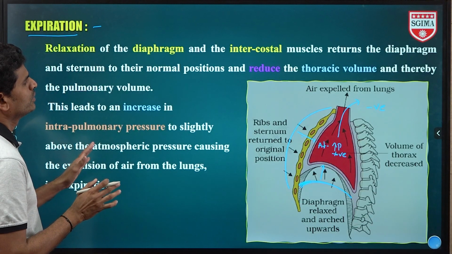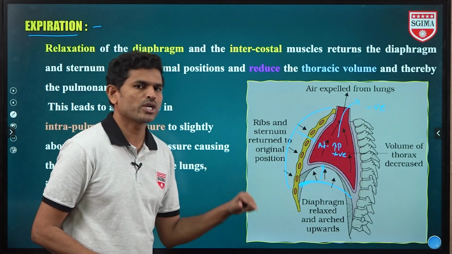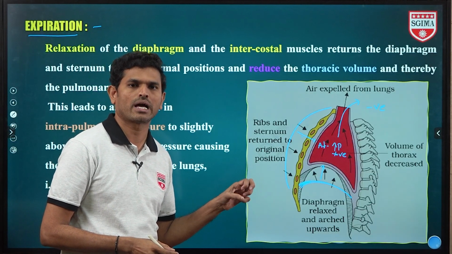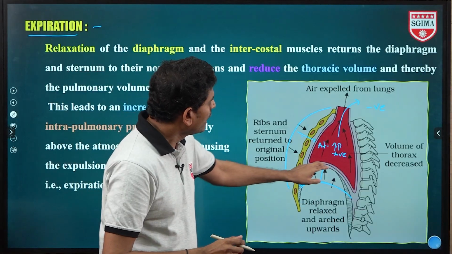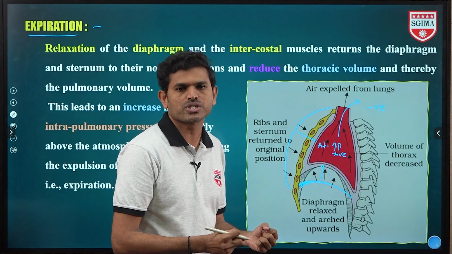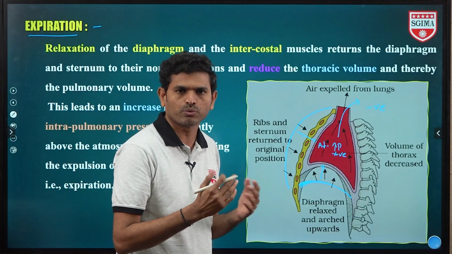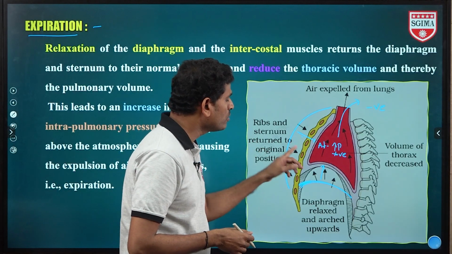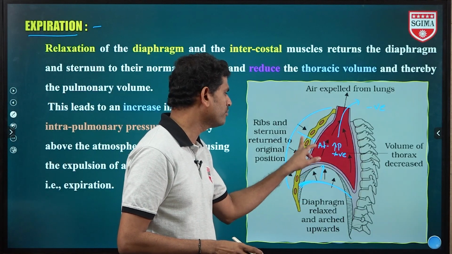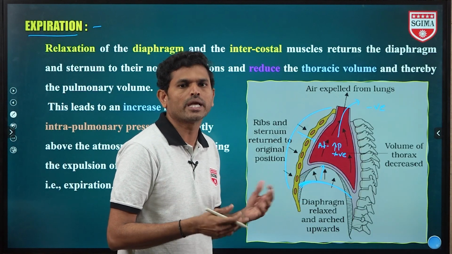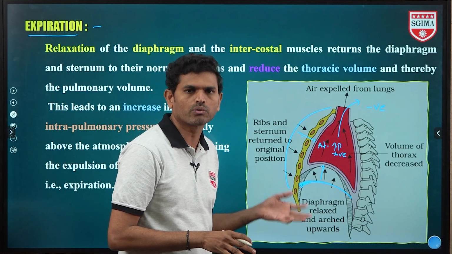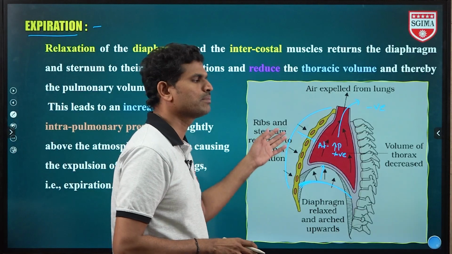Okay, so now we saw inspiration and expiration. Inspiration takes place by the contraction of the diaphragm and external intercostal muscles. Contraction needs compulsory energy, therefore inspiration is an active process. Expiration occurs by the relaxation of the same muscles, the diaphragm and external intercostal muscles. In relaxation there is no utilization of ATP, so that is a passive process.